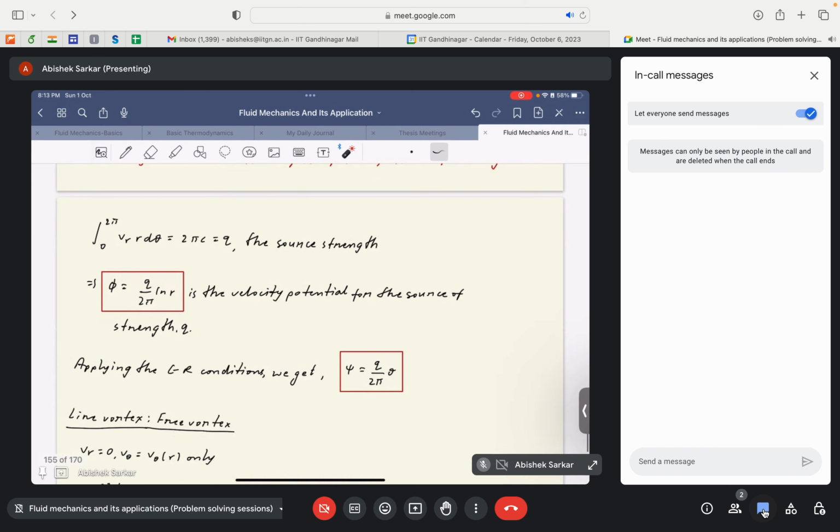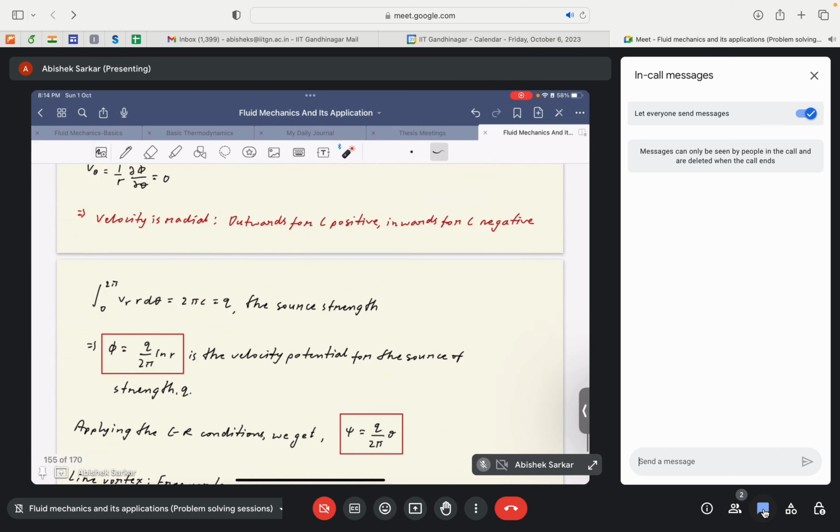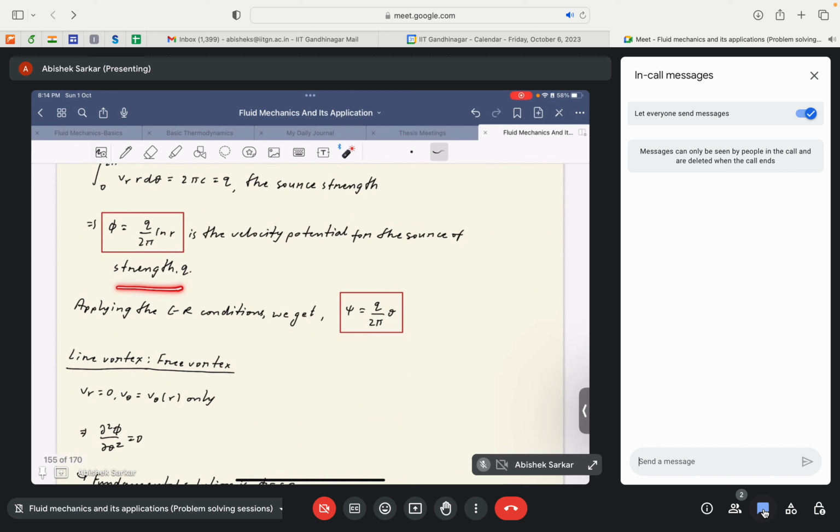So since q is equal to 2 pi c, then c is given by q by 2 pi. Since we know the value of c now, phi will be given by q by 2 pi ln r, which is the velocity potential for the source of strength q. And by applying Cauchy-Riemann conditions, as I already mentioned previously, psi is equal to q theta by 2 pi.